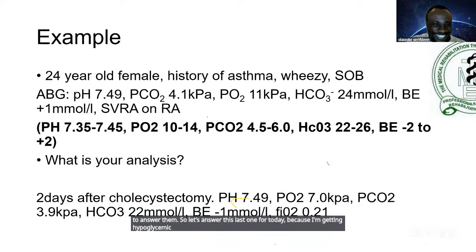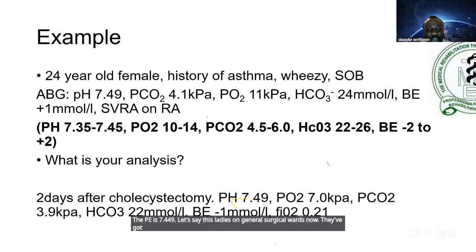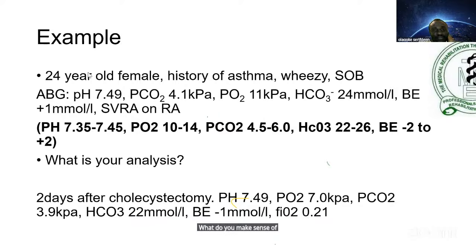I'm sorry. All right, you've got a lady two days after cholecystectomy. Her pH is 7.449. Let's say this lady is on the general surgical ward. She's had cholecystectomy surgery, her pH is 7.49. You've got the oxygen there, her PO2, her HCO3, FiO2. So what do you think? What do you make sense of this lady?